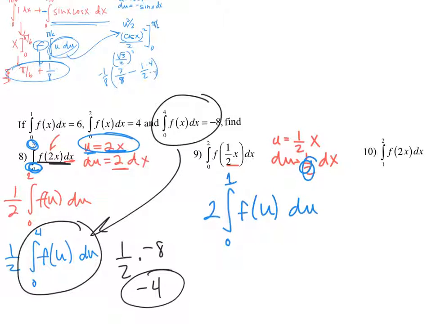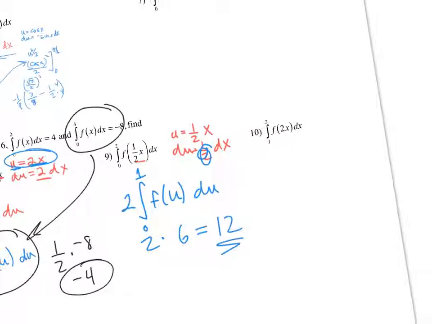Just make sure that's right. My du is 1/2. I don't have a 1/2, so I need to multiply by 2 to make sure that my du times my 2 is a value of 1. Was I given the integral from 0 to 1? I was. I have that answer, 6 times 2, therefore 12. So try 10 and see if you get an answer of -6.